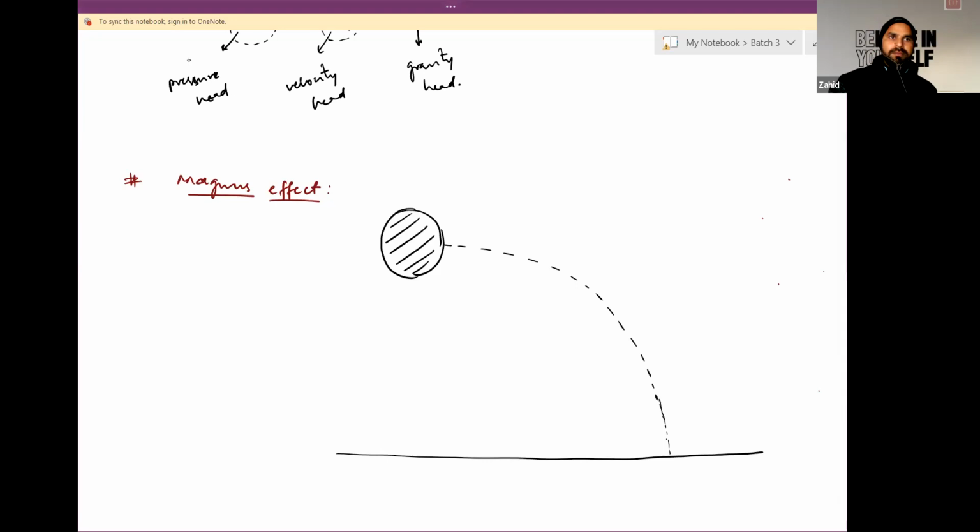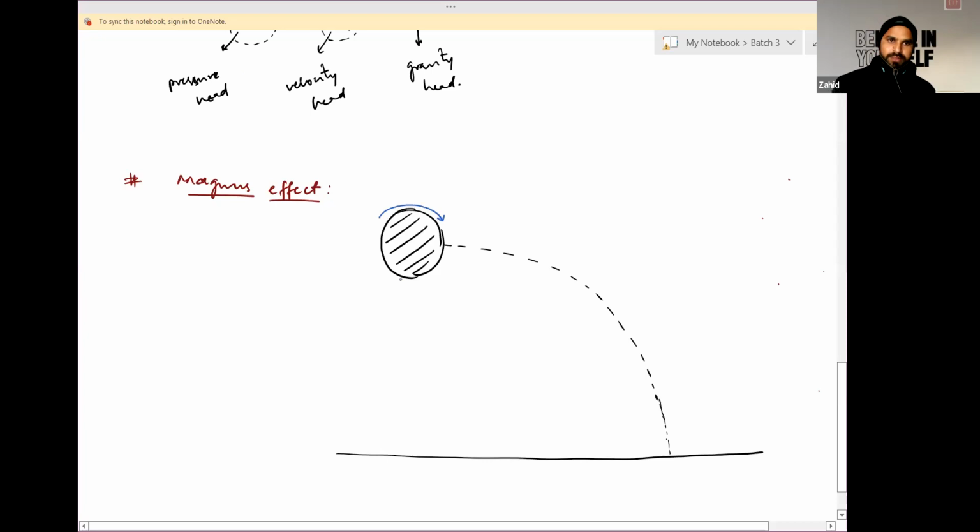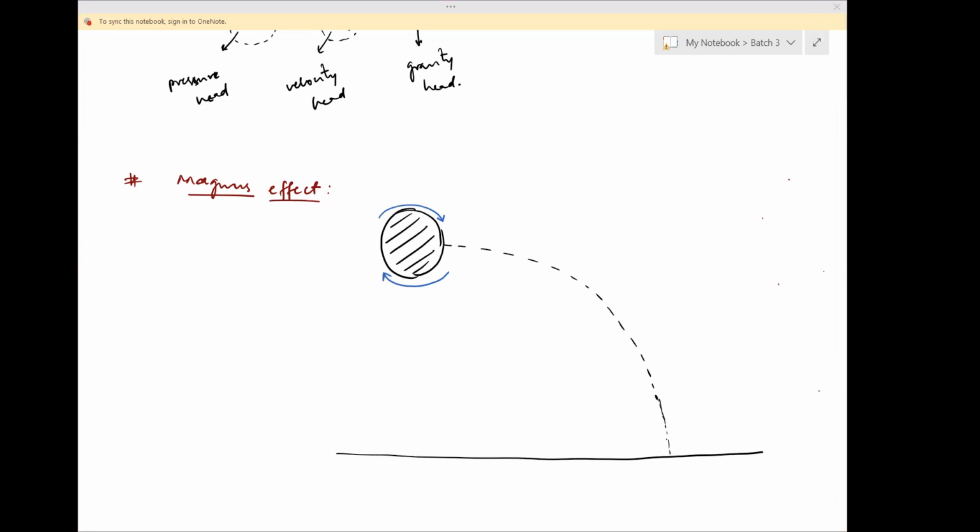Now, suppose it is thrown with clockwise spinning. Will there be any change in the trajectory of its path, or will it remain the same? Will there be any change in trajectory while spinning? No, sir, I don't think so. Okay.